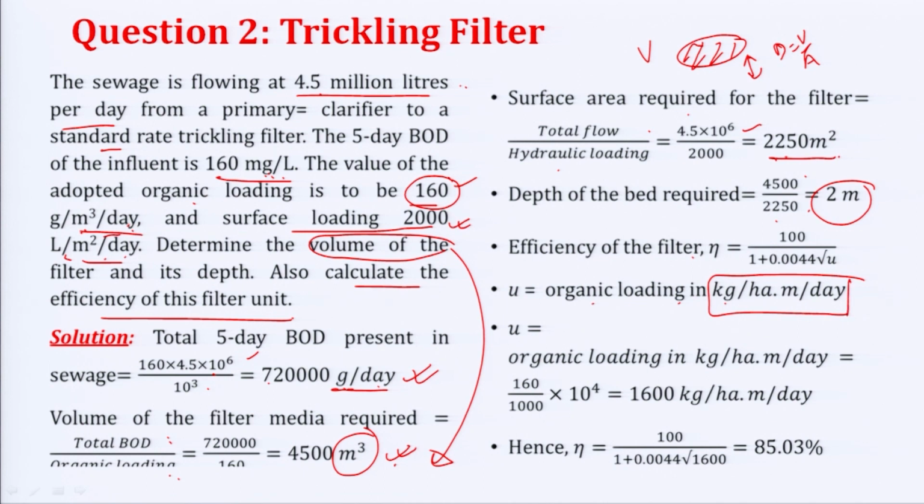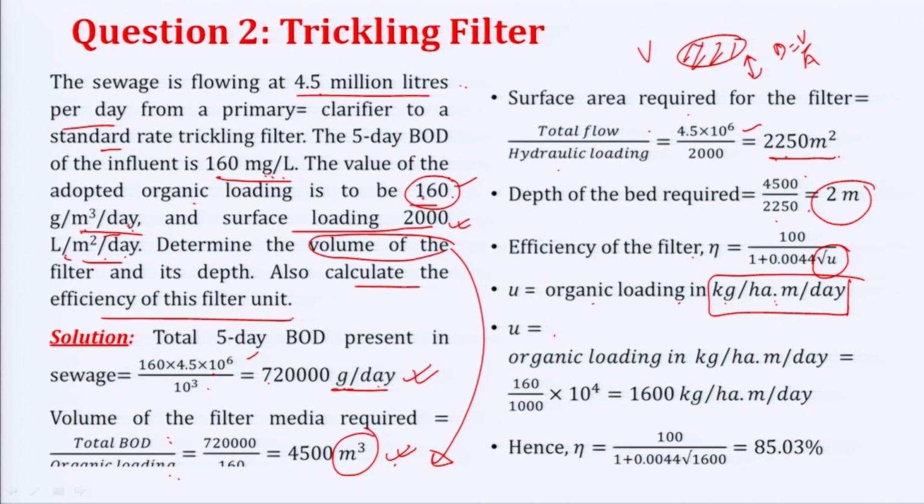Whatever is given, if it is not given in hectare meter per day, you have to convert it into hectare meter per day. What is the organic loading given here? The organic loading was 160 grams per meter square per day. You then have to convert this to kg per hectare meter per day, so you just require this value.